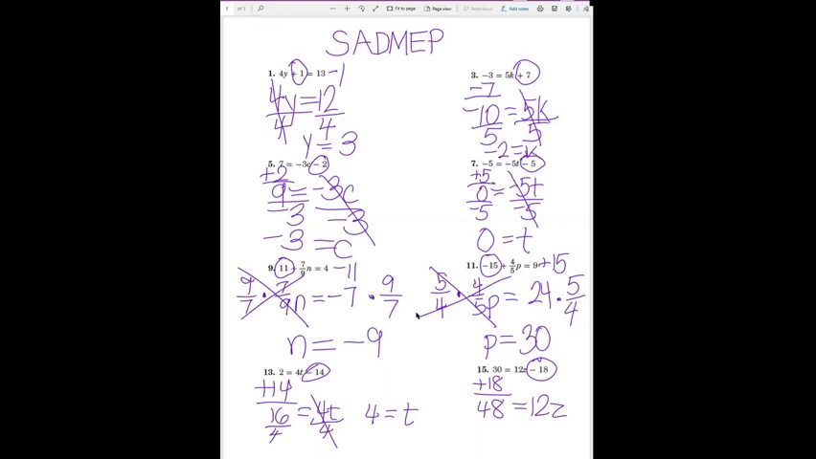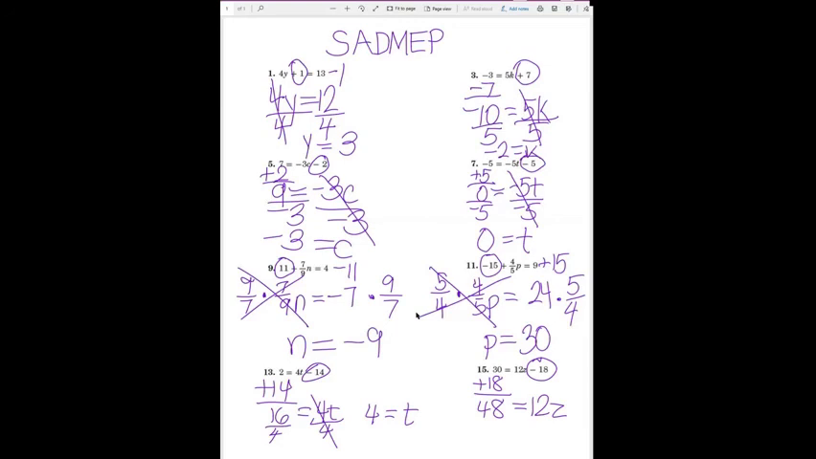Next in SADMEP is A, addition. We don't have any addition. After that is D, division. We do not have any division. After that is M, multiplication. We do have multiplication. This is showing 12 times Z.